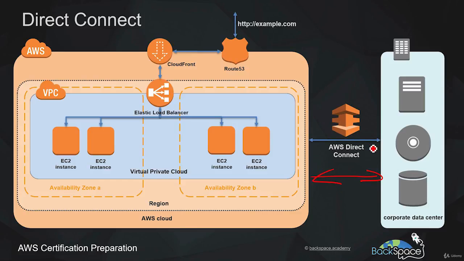And that is where the AWS Direct Connect service comes in. That can provide a very high-speed fiber optic network between our corporate data center and the AWS cloud, and that is completely private.